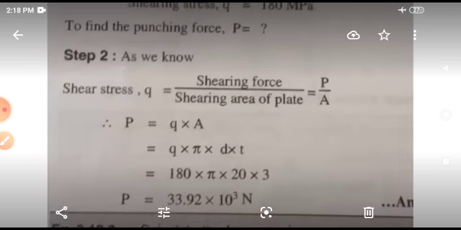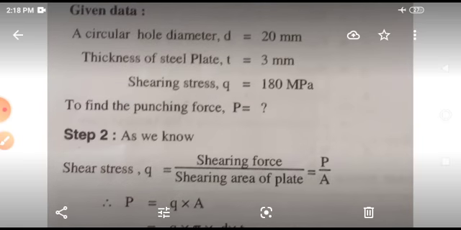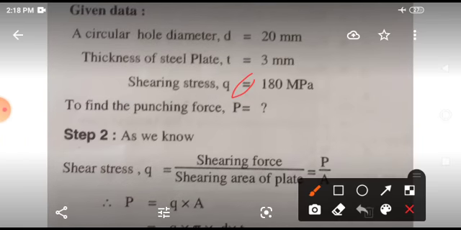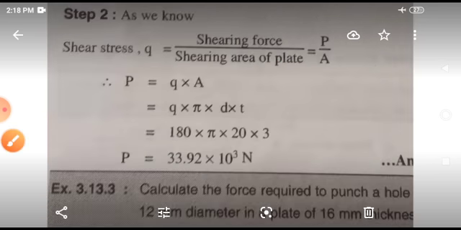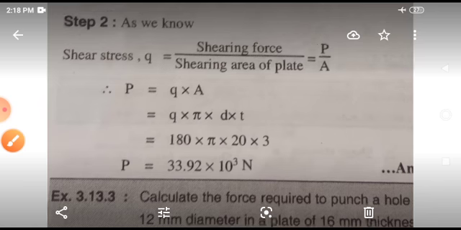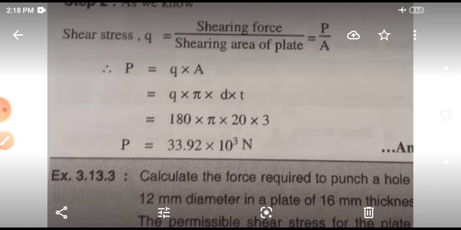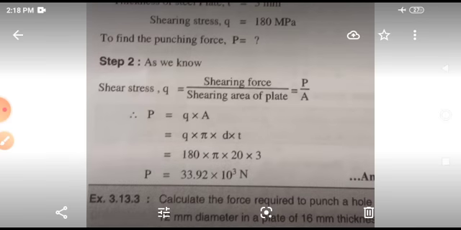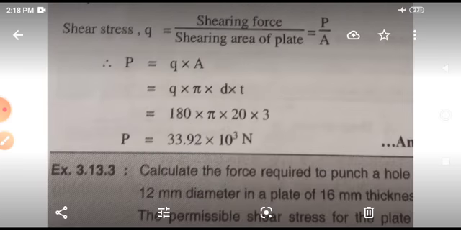Sigma is already given. They have written q over here, but it is not q, it is sigma. Sigma is equal to 180 megapascal. So sigma is equal to P upon A, and writing this equation for P, P becomes sigma into A. Put in all these values and you will have the solution, 33.92 into 10 raised to 3.